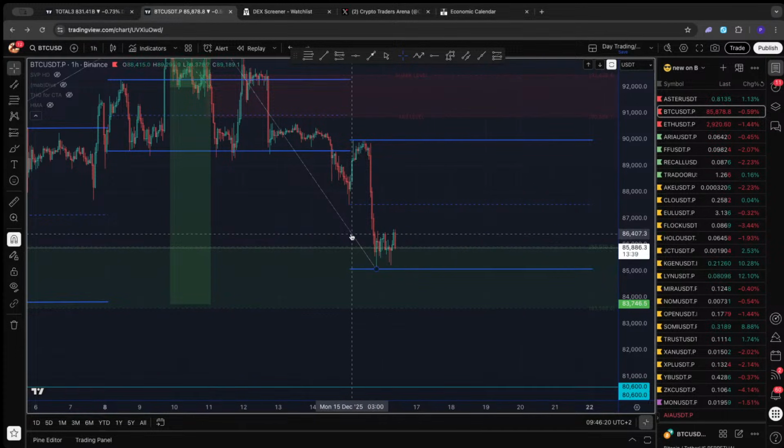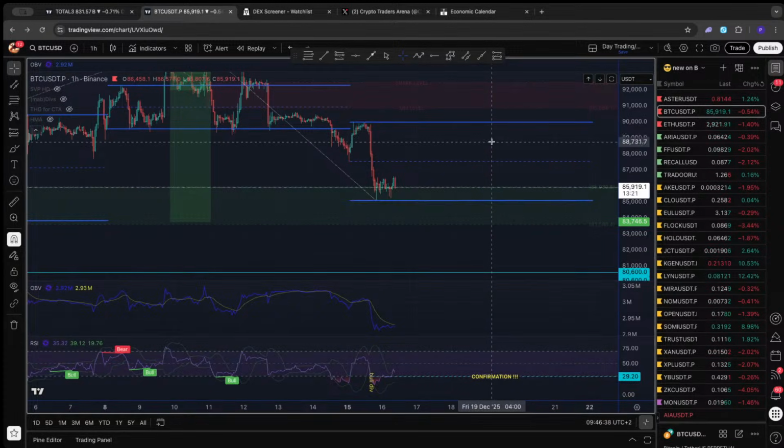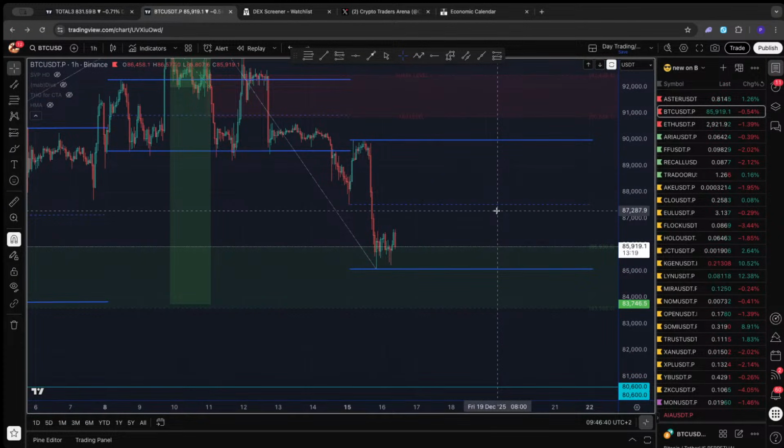This W I don't consider valid because we didn't touch this level. Could be a trap, probably is a trap. We have news. It's above the Monday low, so I don't want to take it. Even if it performs, I don't want to be in that trade. I don't see the advantage. Okay, so that's my play on Bitcoin on lower time frame.